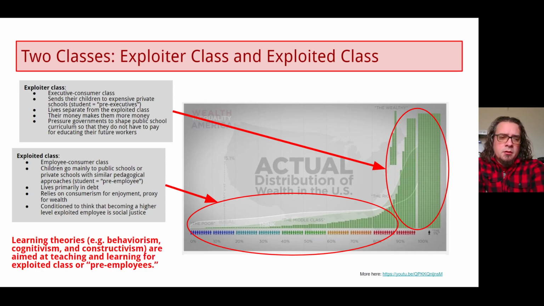Learning theories such as behaviorism, cognitivism, and constructivism are aimed at teaching and learning for the exploited class, or the pre-employees. Okay, they always have been. Behaviorism was created at the latter part of the 1800s because of a desire by the captains of industry to have robotic employees. They didn't have robots, but they could have robotic employees.